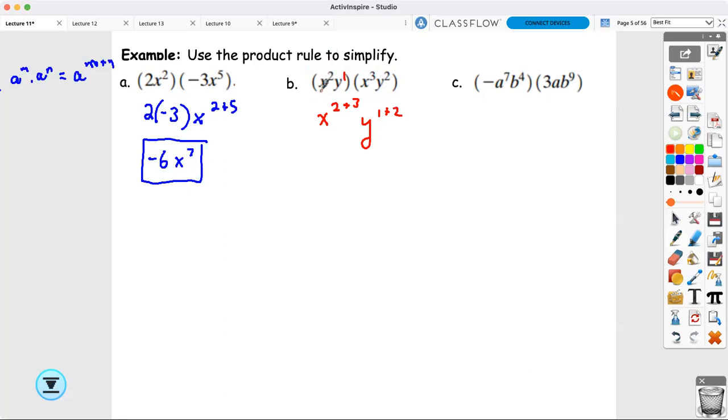Notice how we kept the exponents with X's and the exponents with Y's, and now we simplify. 2 plus 3 is 5, while 1 plus 2 is 3. Thus, since they're different bases at this point and we cannot combine them, we box it in and we're done. Any questions on what I've done so far for A or B? Any other questions?